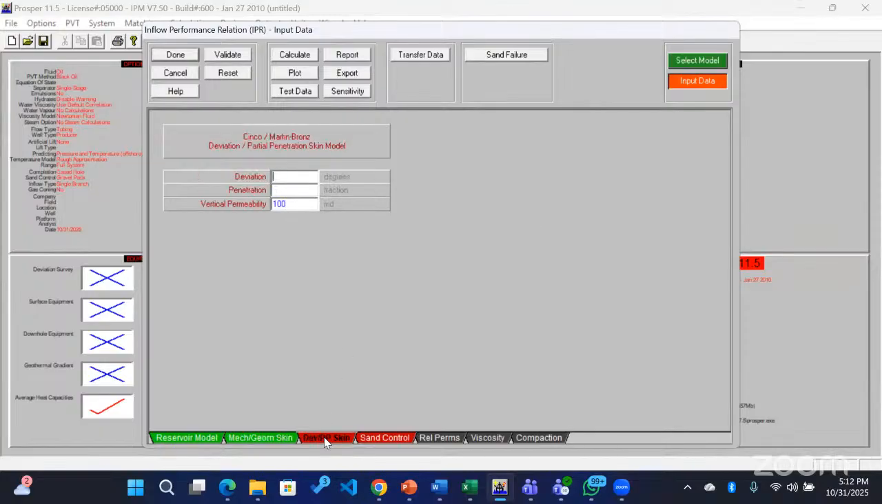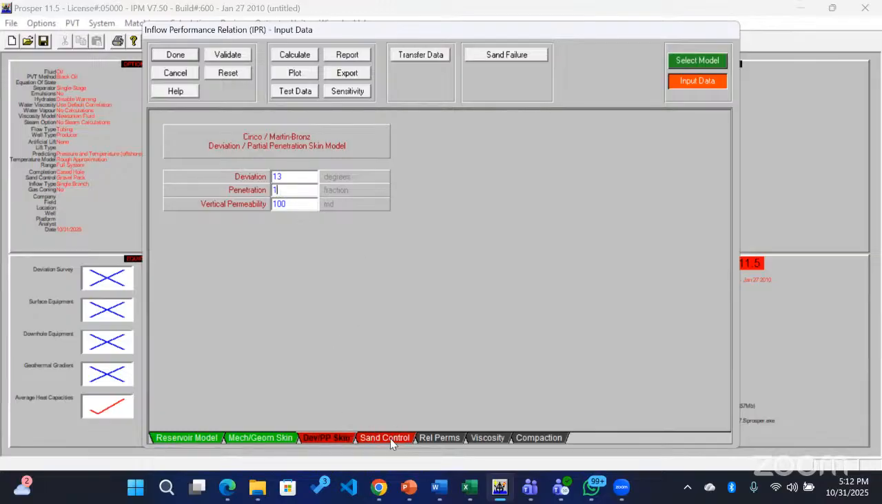Then let's input for skin the Cinco-Martin Ludwig correlation. So the deviation is going to be around 13 degree. Penetration, yes, let's assume a very perfect penetration because it's in fraction, so we're supposed to have a total of 1. So let's assume we have that 1.